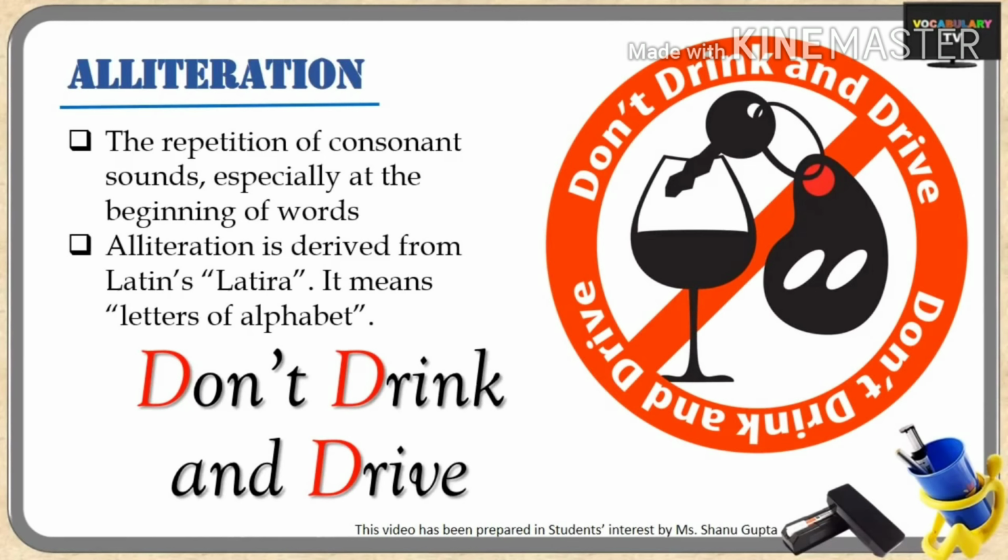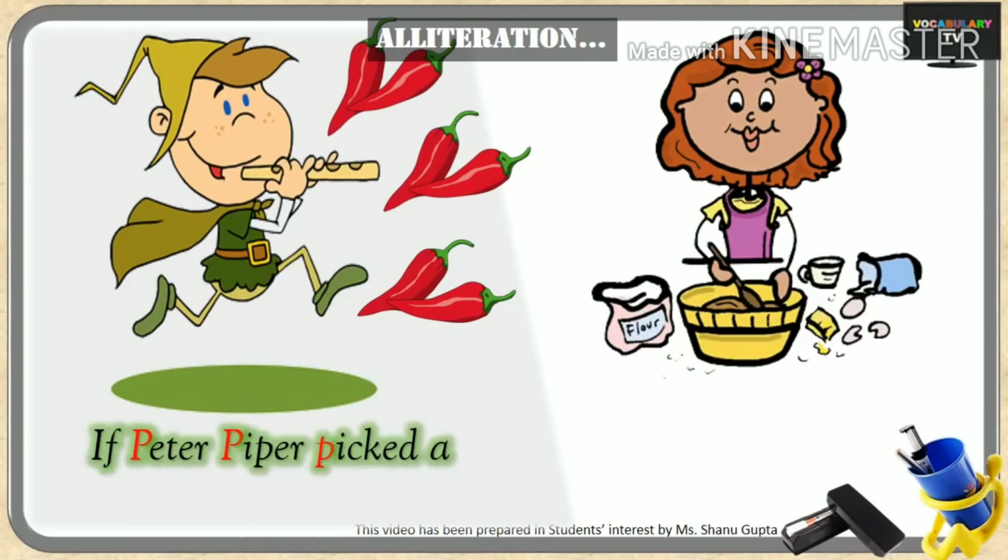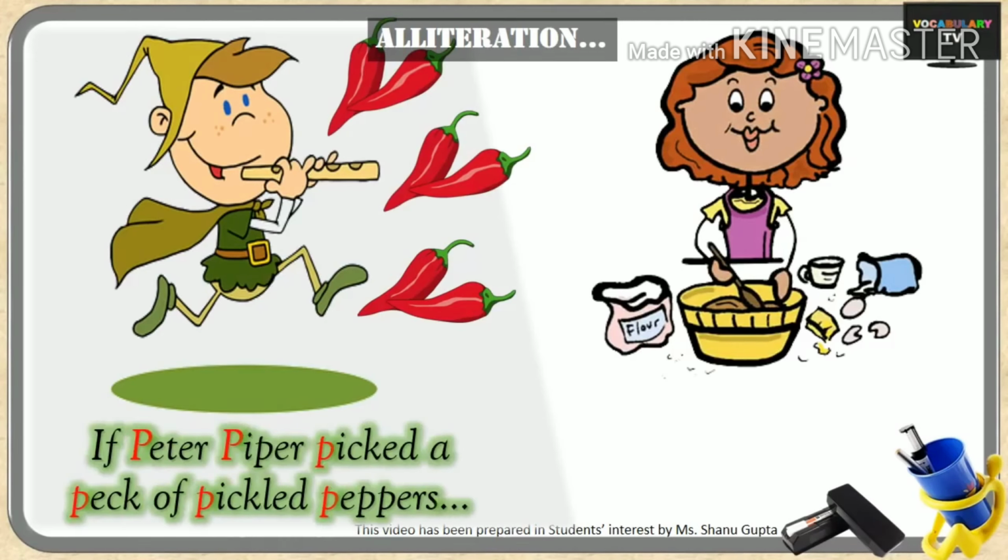That's alliteration. Moving on to some catchy tongue twisters, who would not have tried the lines from tongue twisters such as Peter Piper or Betty Botter. So, if Peter Piper picked a peck of pickled peppers, that is alliteration.